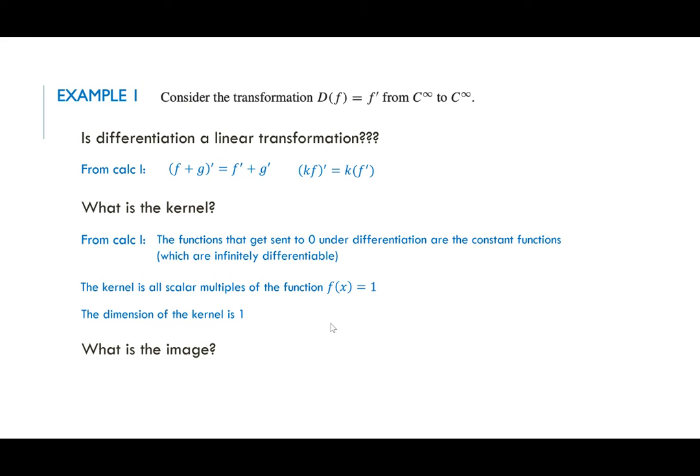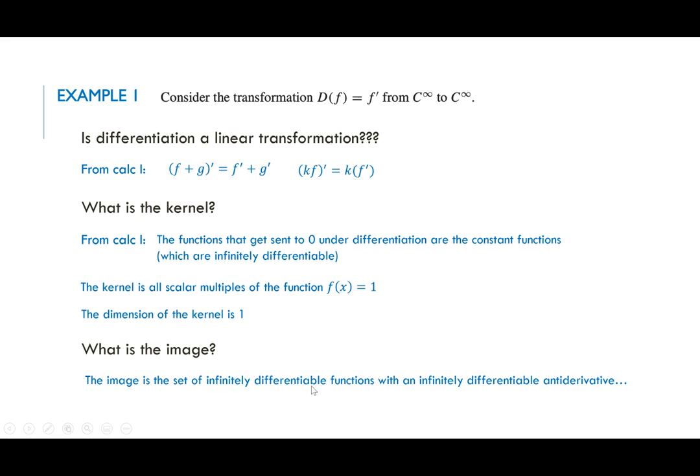All right. What's the image? Well, the image is going to be the set of infinitely differentiable functions with an infinitely differentiable antiderivative. So why do I say that? Well, okay, we're asking, does a function get mapped to your function? And it will. An infinitely differentiable function will have a function mapped to it if its antiderivative is infinitely differentiable. But, okay, every infinitely differentiable function, even just continuous functions, have antiderivatives. And the antiderivative is going to be differentiable.